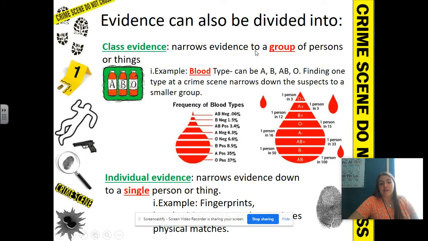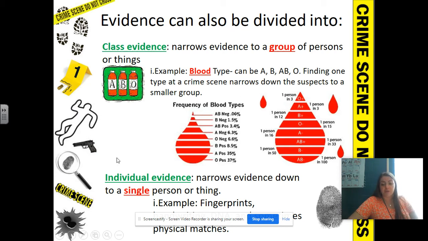So that's going to be narrowing me down to a group of persons that could possibly be my suspect. No other blood type am I going to be looking at. I'm going to be ignoring every other blood type there is because their blood was not found at the scene, but it's still a whole lot of people. It's still a group, okay?